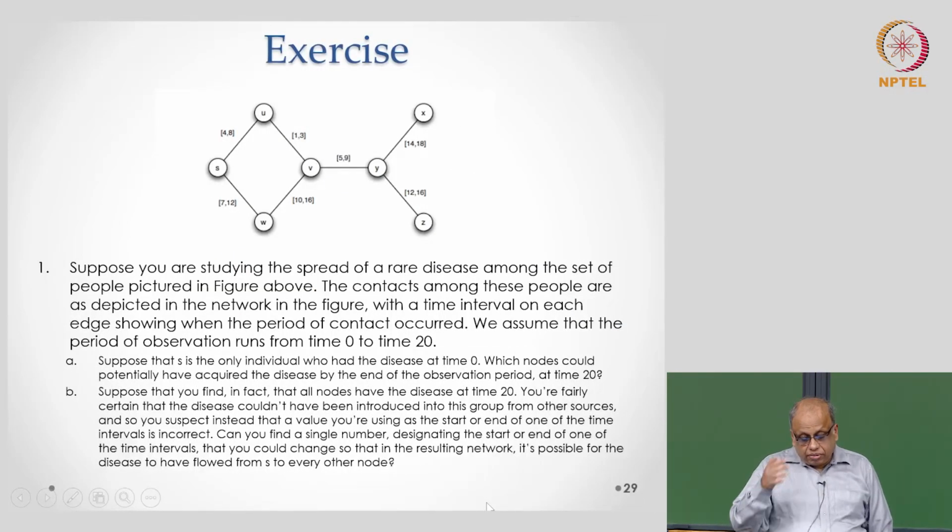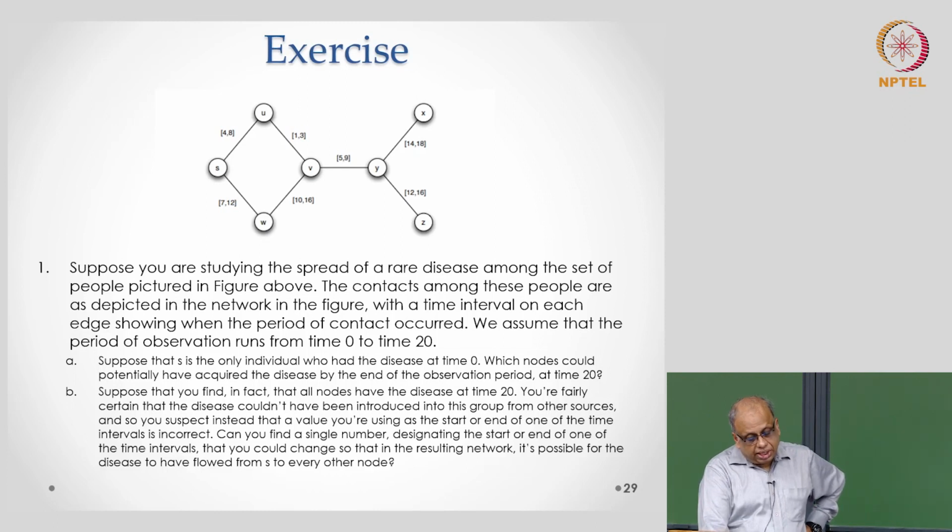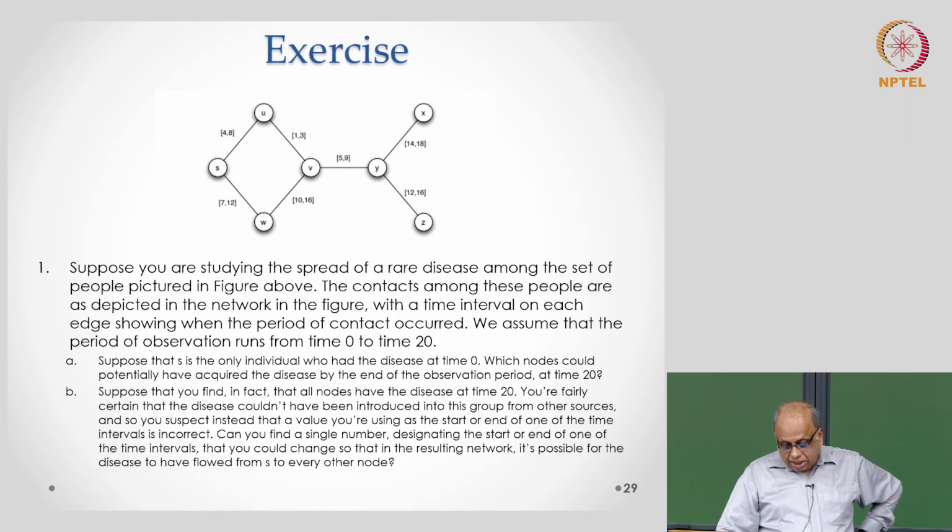Now look into the second question. Suppose that you find that in fact all the nodes have the disease at time 20. You are fairly certain that the disease couldn't have been introduced in this group from other sources. And so you suspect instead that a value you are using in the start or end is incorrect. Can you find a single number designating the start or end of a time interval that you can change so that the disease will pass through all the population? So can you zoom back?